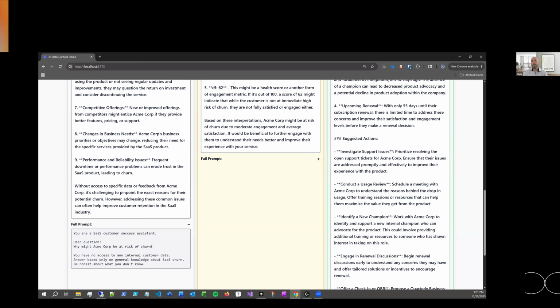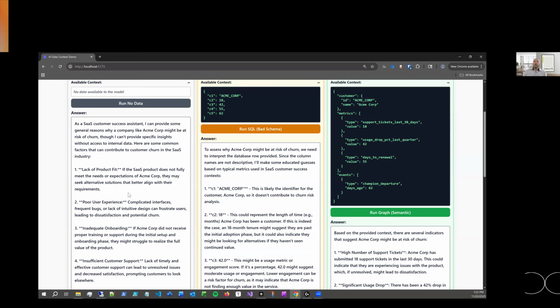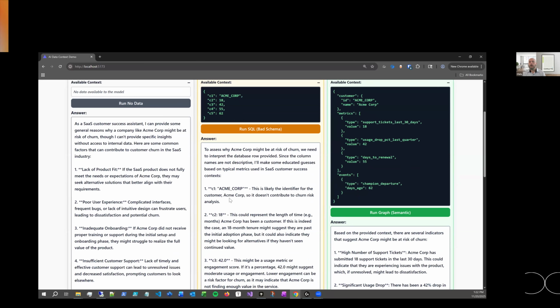And so if you have sparse data or your data is not well structured, then you have to put some constraints in your prompting to make sure that it doesn't do that. And even doing this is not going to completely eliminate hallucinations. The way that you reduce your risk of hallucinations is increasing the amount and quality of data that you give. So here, if we look at the SQL, the bad schema, now it says, well, I've got to make some educated guesses based on typical metrics that would be used, right?